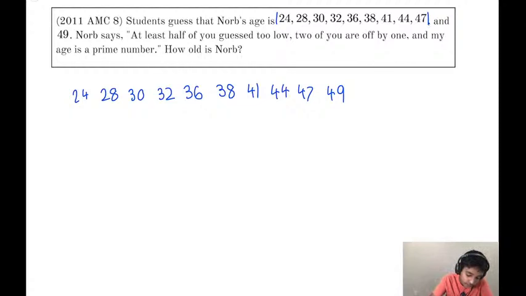He says the first condition is that at least half of you guessed too low. So if there are 10 people, that means at least 5 people guessed too low. At least 5 people should be up till here. So if at least 5 people guess too low, that means his number, Norm's number, has to be greater than 36, or at least 37. So greater than or equal to 37.